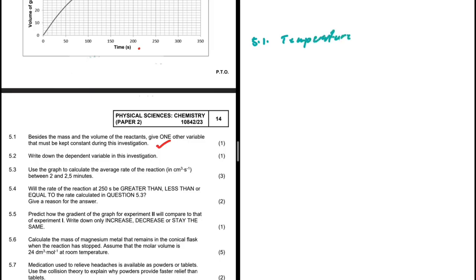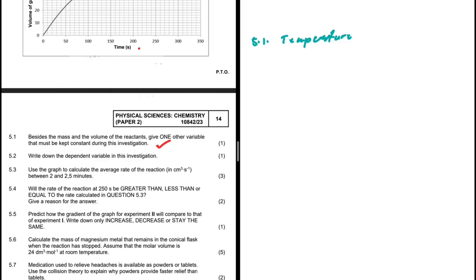Why do we need to keep the temperature constant? Temperature affects the rate of reaction. So if you don't control the temperature, then your results will not be conclusive. You're not going to know whether your results are influenced by the state of division or by the temperature. So we need to keep all the other variables constant. We need to control them, hence control variable, and then have a fair test.